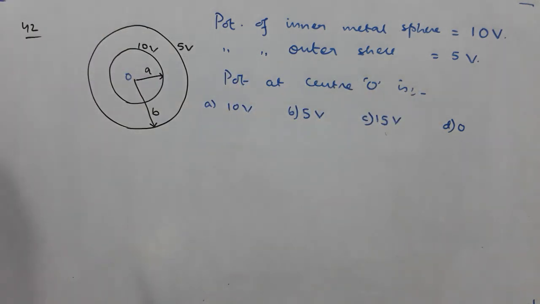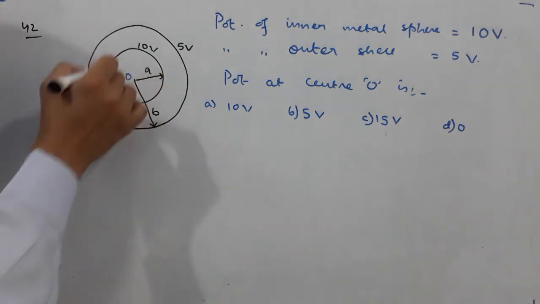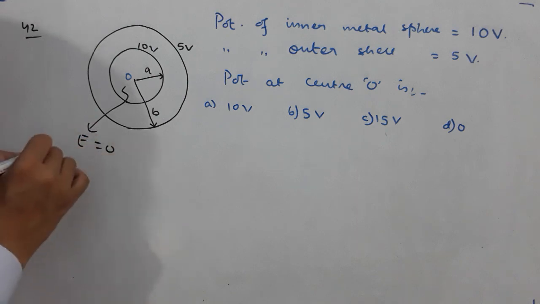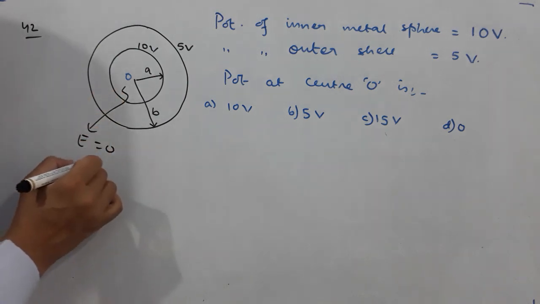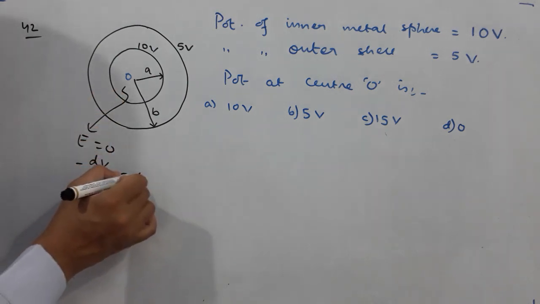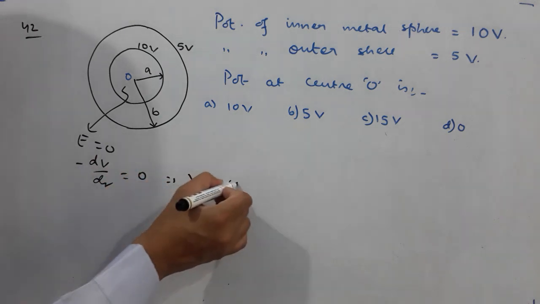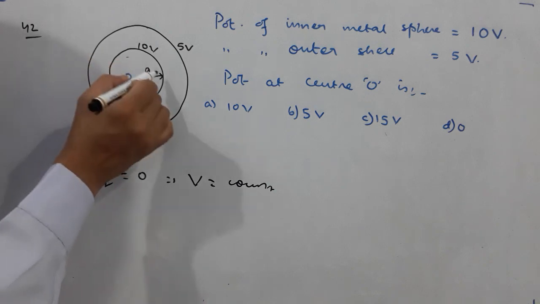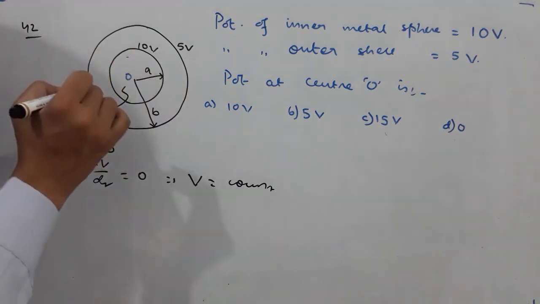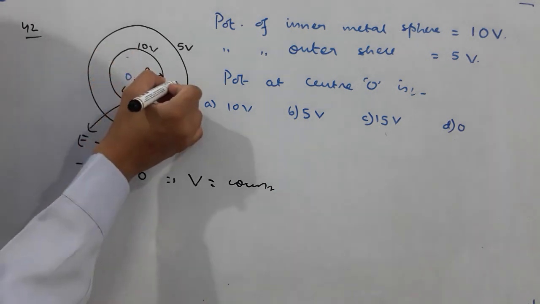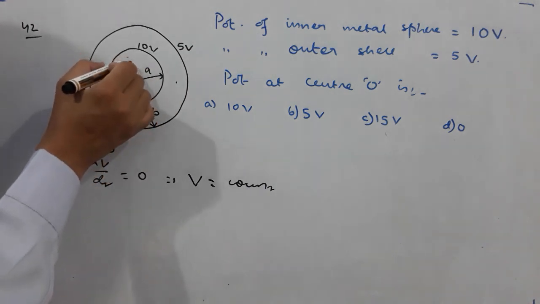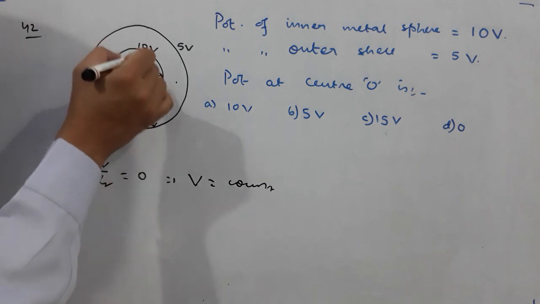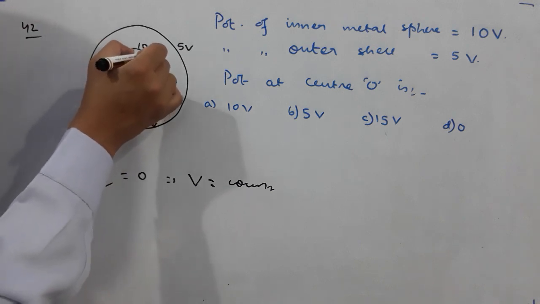Now see, it is given this is metal. If this is metal, then inside this the electric field must be 0. If electric field is 0, the same reasoning will apply. Minus dV by dr must be 0. This implies V must be a constant. V will be constant inside this, not outside this. Here there will be electric field at this point. So here electric field is 0, so potential will be constant at all these points and will have the same value as this potential.